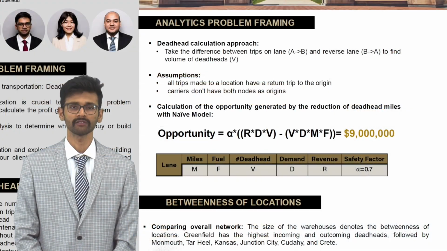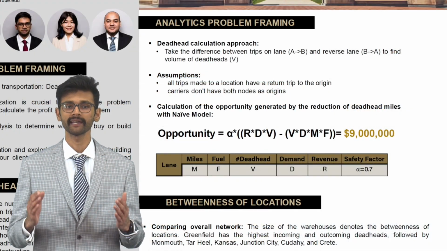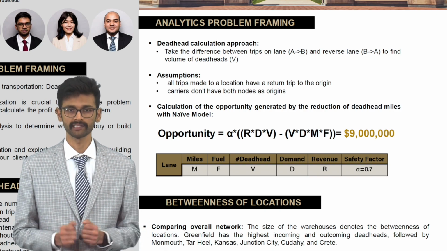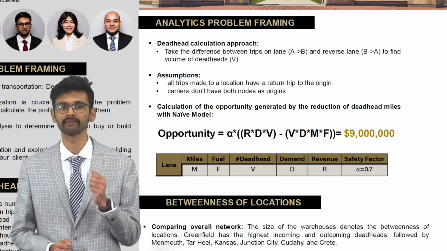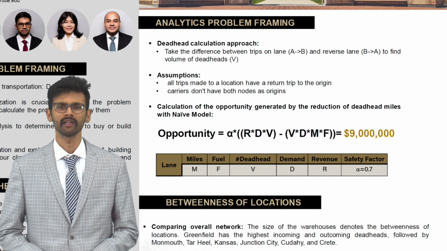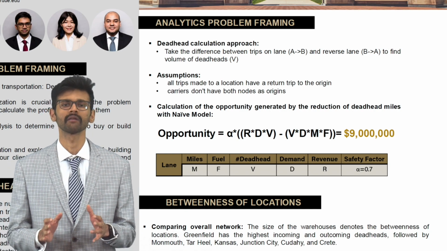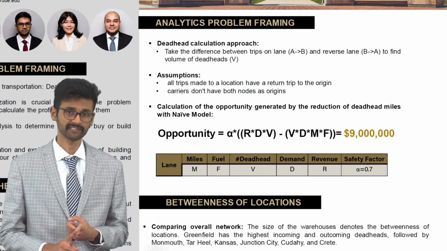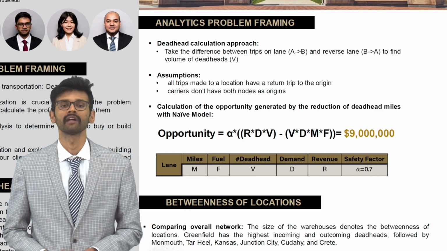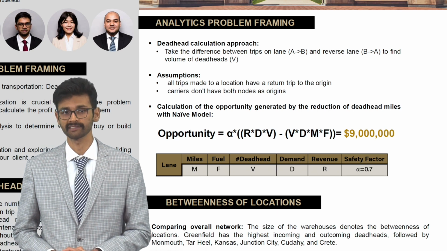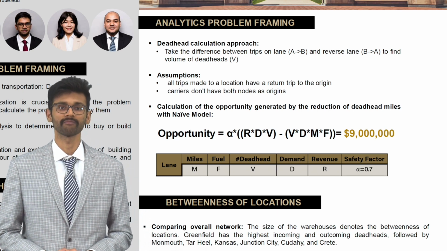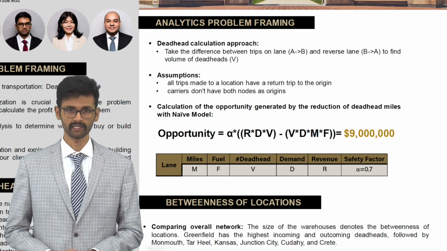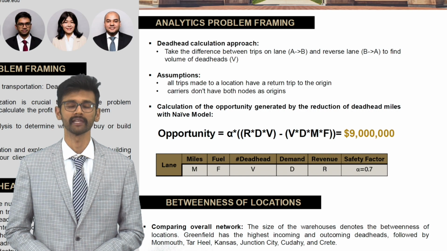For a combination of origin and destination, we aggregated the number of scheduled outbound and inbounds on a weekly granularity. The resultant difference is the number of deadheads from that destination to the origin. This is a conservative estimate of the number of deadheads. To estimate opportunity, we considered miles traveled from the Google API, demand and revenue from our client's DAT system. A safety factor of 0.7 is chosen, assuming only 70% of this demand will be met. This resulted in a total opportunity of $9 million.